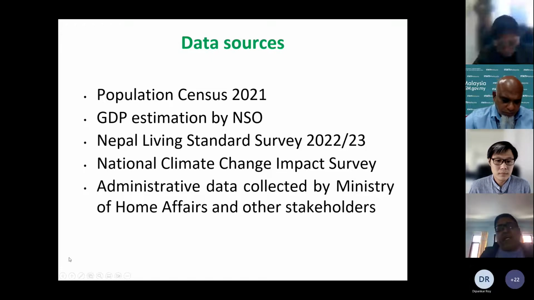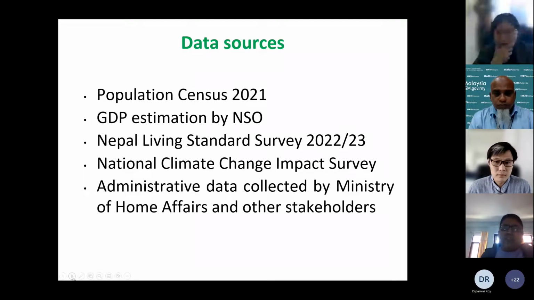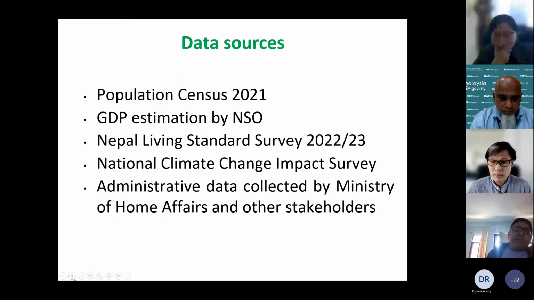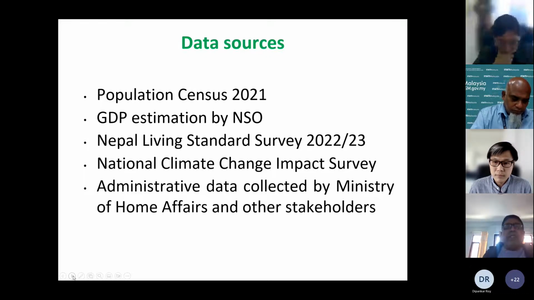Another source is the administrative data collected by the Ministry of Home Affairs and other stakeholders. Similarly, from the Department of Hydrology and Meteorology and other departments, we can get data. Now we cannot prepare Table B1, but from these activities and data sources we can get the data for Table B1.